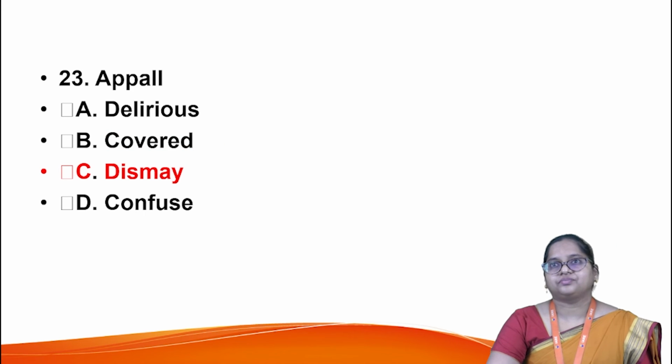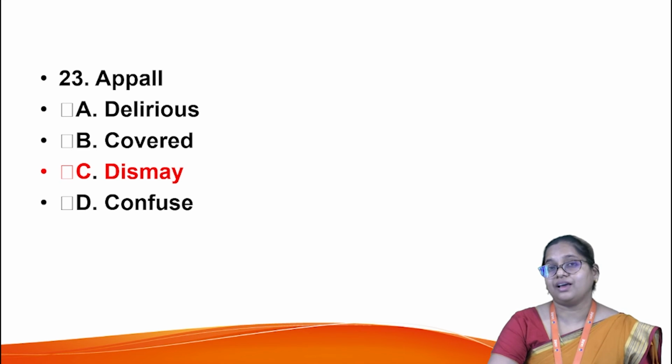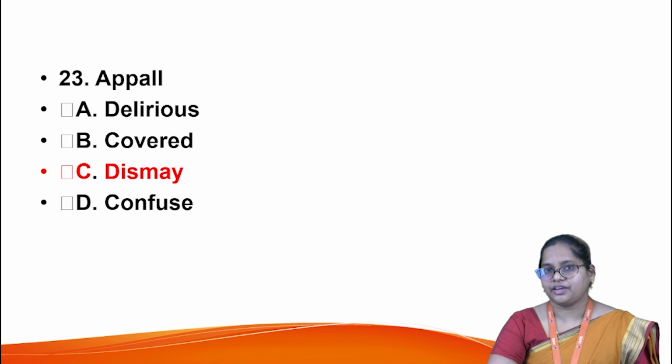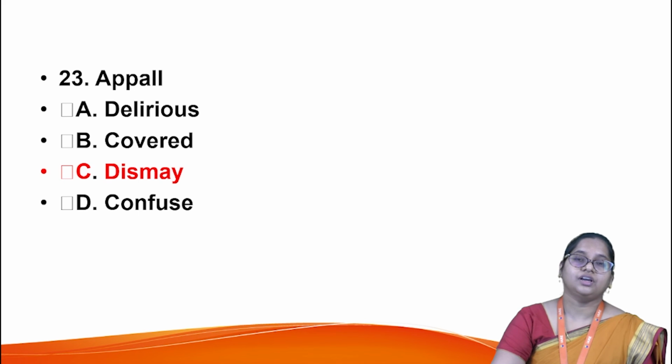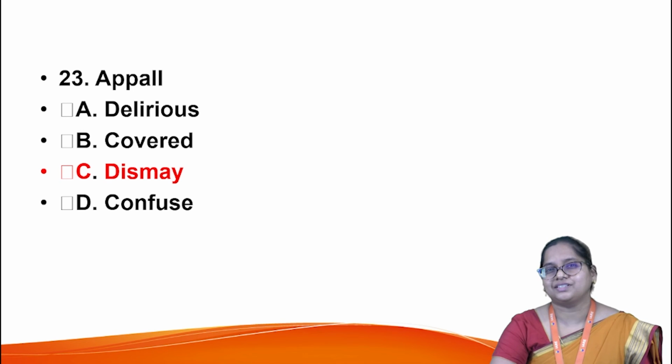Next, appal. When we say appal, option A, delirious, B, covered, C, dismay, D, confuse. What is this appal? Delirious is like we said, in a state of excitement, in a state of happiness, a completely different thing. So that is what we say delirious. Be covered. You cover everything. It's nothing to do with a hidden thing. Dismay. You are shocked. You're disappointed.